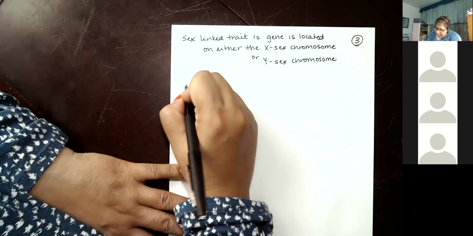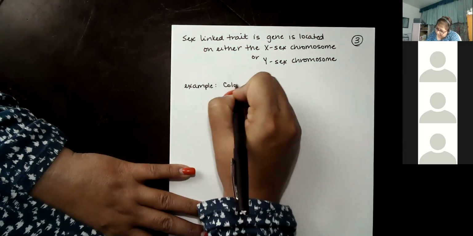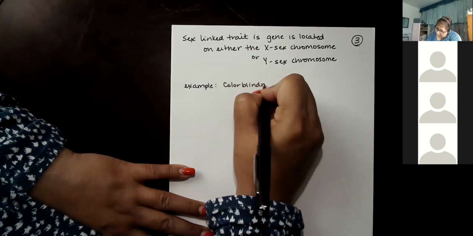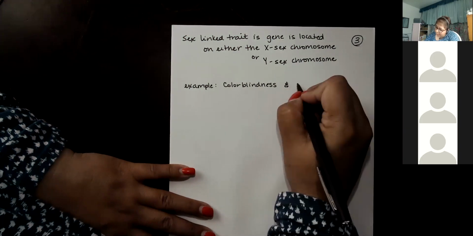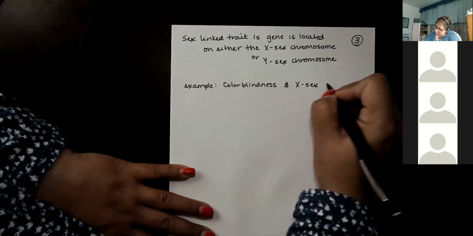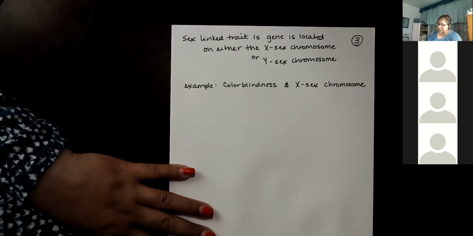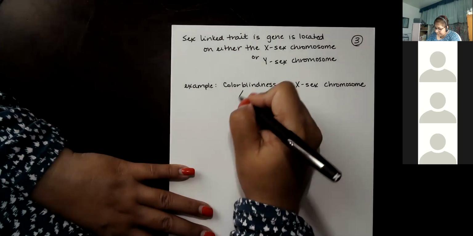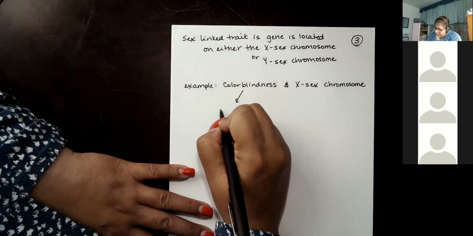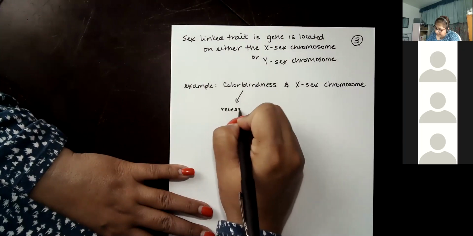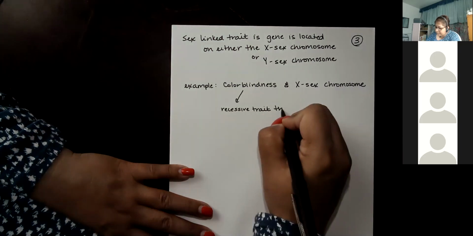An example, the classic example, is color blindness, at least a form of color blindness. It's located on the X sex chromosome. Now, color blindness itself is a recessive trait that follows complete dominance.